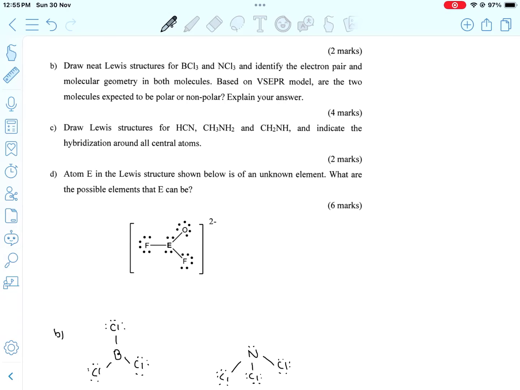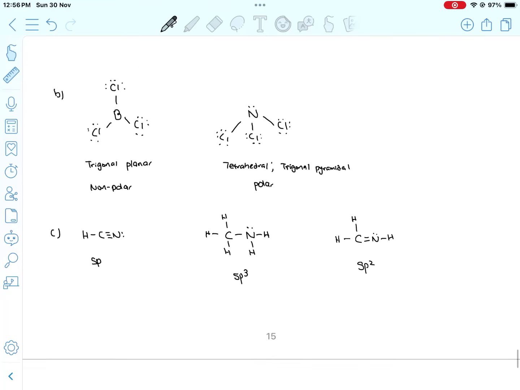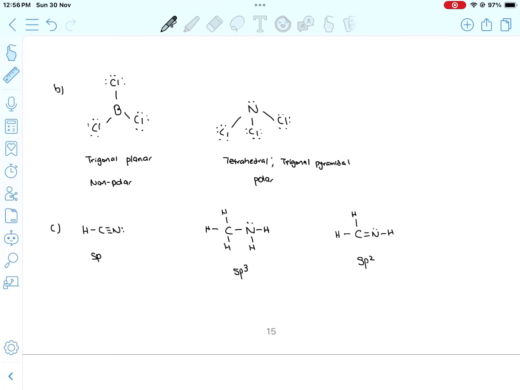So for part C of this question, we're asked to draw the Lewis structure and then predict the hybridization. And using the same method, we can get it. So this should be pretty straightforward.